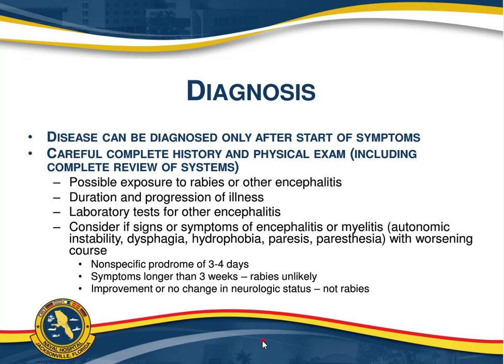So this is a non-specific prodrome, 3 to 4 days. Symptoms longer than 3 weeks, it's probably not rabies. So if somebody's having these encephalitis type of symptoms or mental status symptoms longer than 2 or 3 or 4 days, it's probably not rabies because the guy would have been dead. Improvement or no change in neurologic status: if they're improving, it's not rabies.